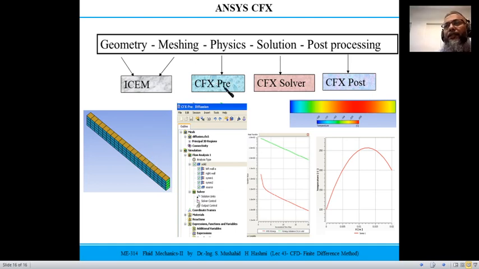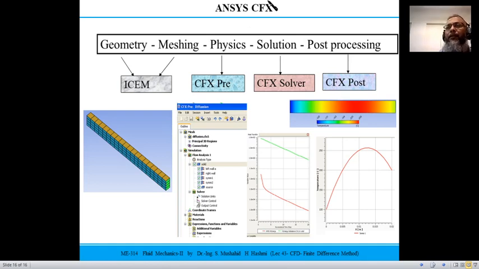And then you need CFX-Pre, where all the physics is to be supplied: what type of analysis it is, what the boundary conditions are. So the whole physics is to be implemented in CFX-Pre. Once you have made your problem, you have to go to the solver to solve that problem, so you get some solutions. Once you have the solution, these solutions are to be represented in the form of some graphs or visuals, and that is called CFX-Post.